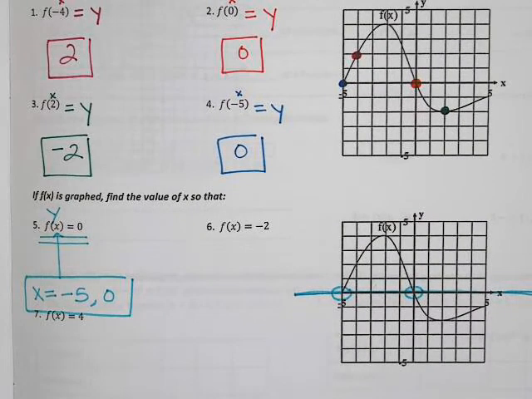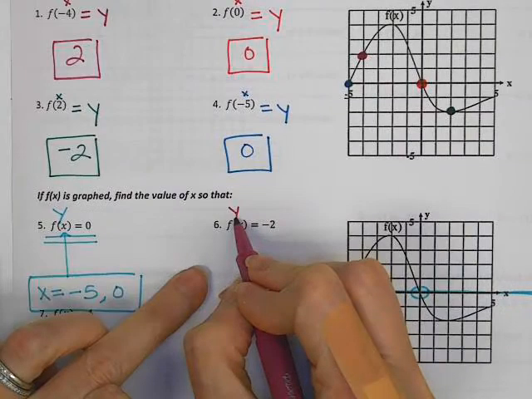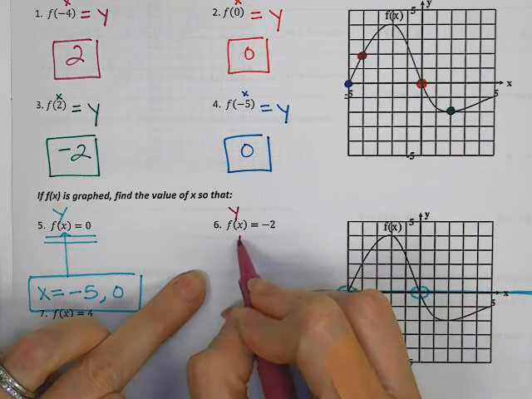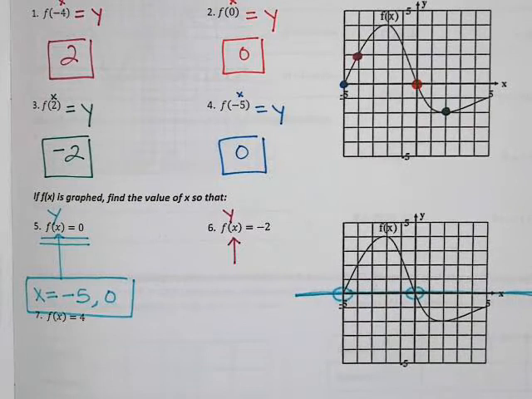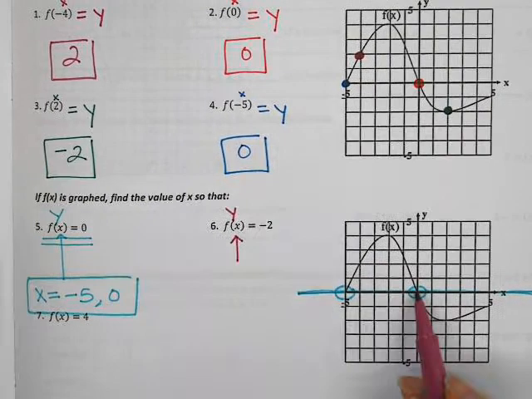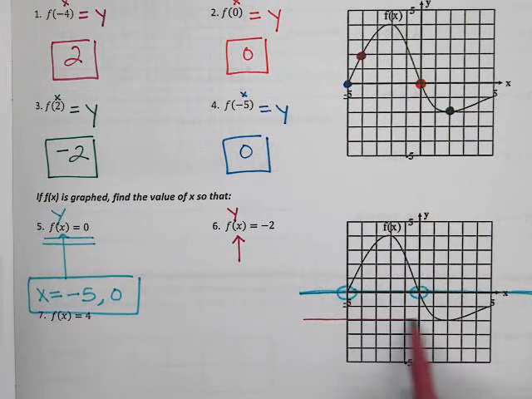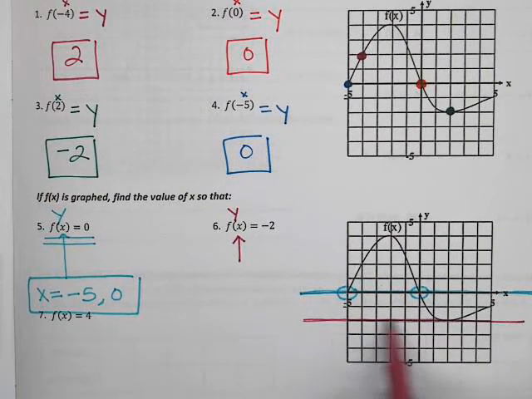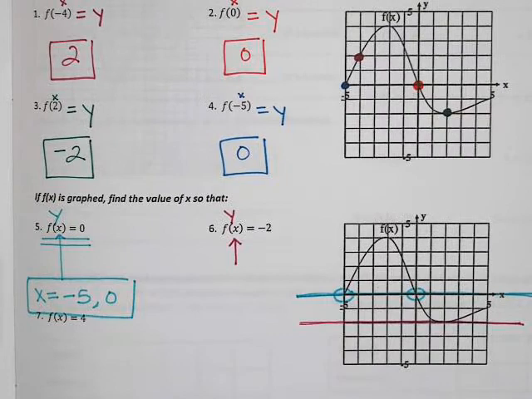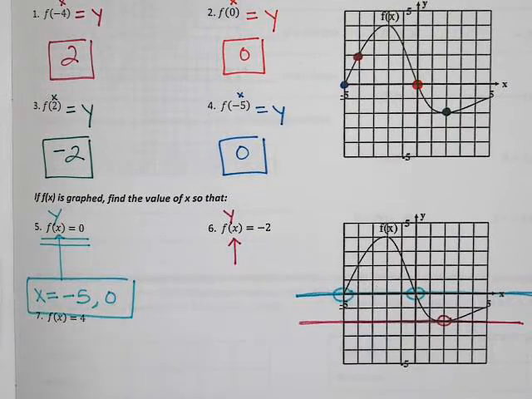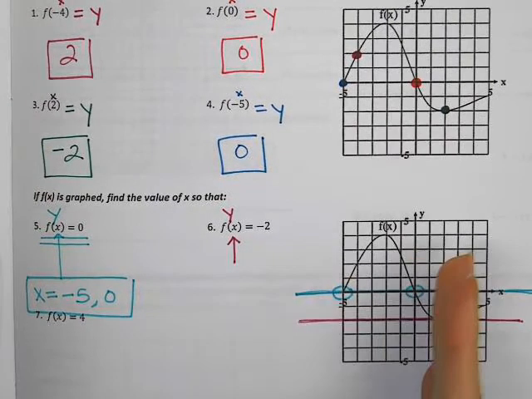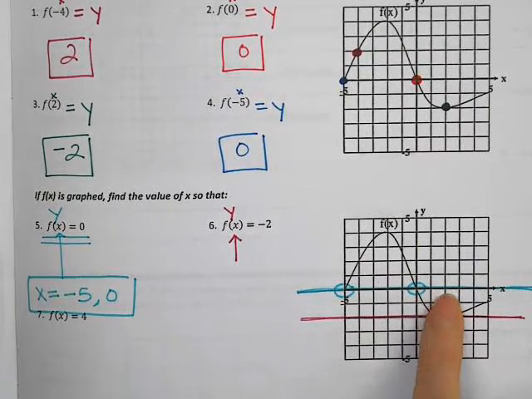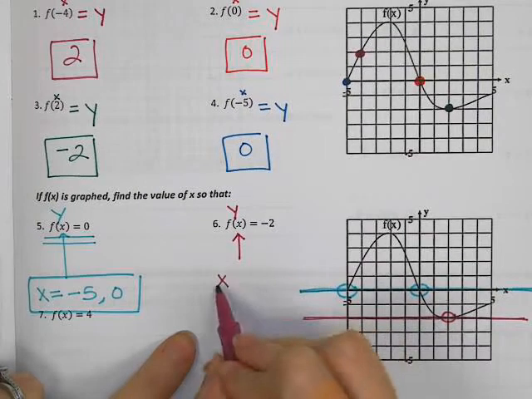All right, number 6. This one's saying when y is negative 2, find x. All right, so let's find where y is negative 2. Y is negative 2 along this line right here. Where does that line hit the graph? Right here. And what is the x value there? So the x value there is at 2. So x is 2.